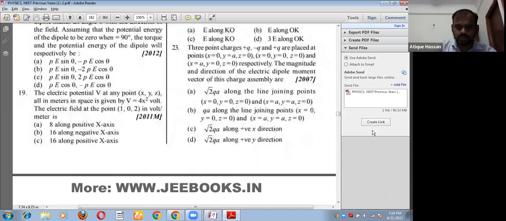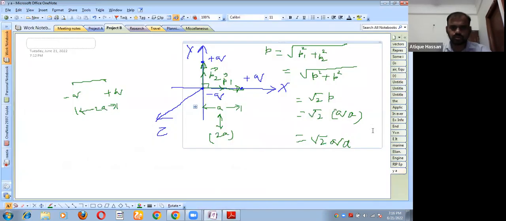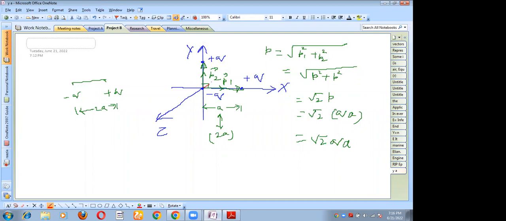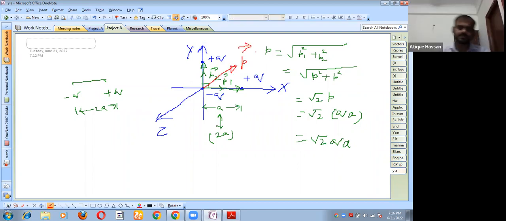So now check the option. It was A, right? Root 2 Q into A, along the line joining... or what will be its direction? Here we have many root 2K options, or three options showing root 2K. But we have to see direction also. So the resultant field should be like this. The dipole moment will be in this direction, right?